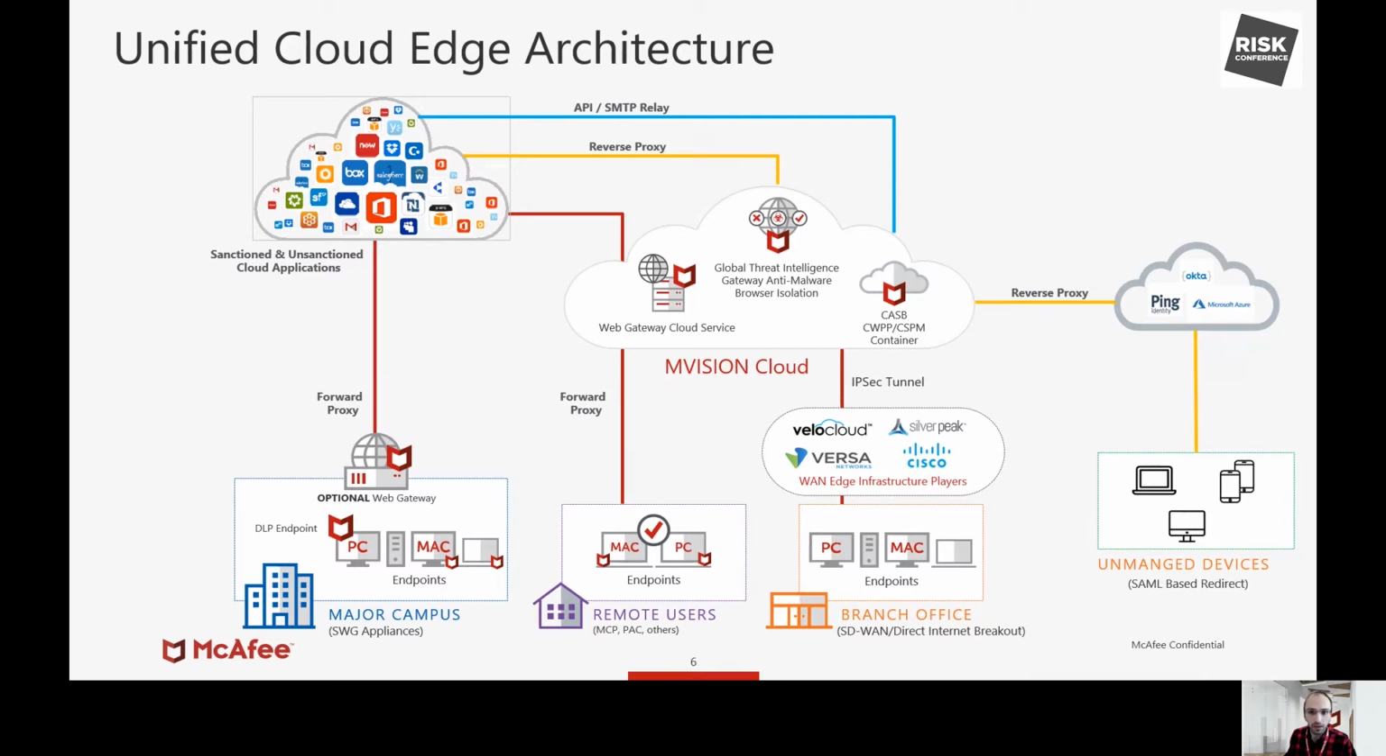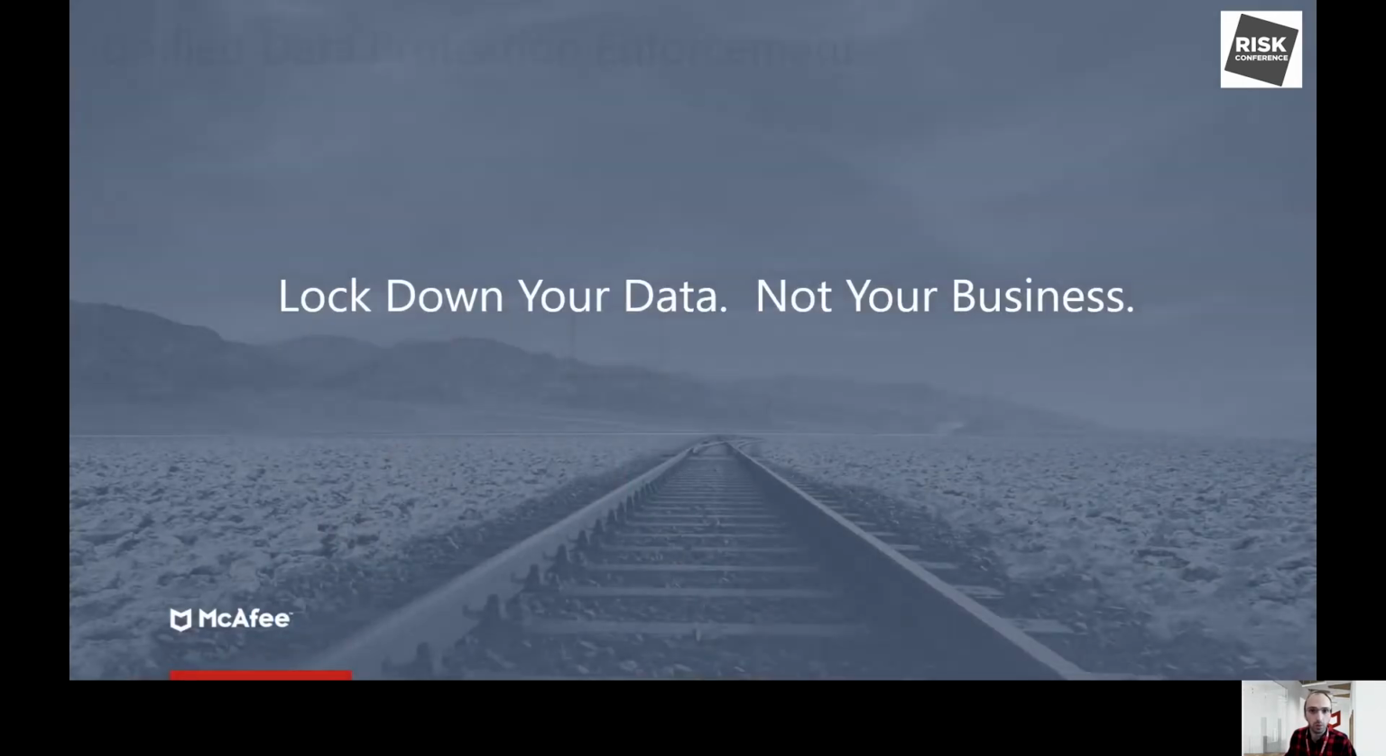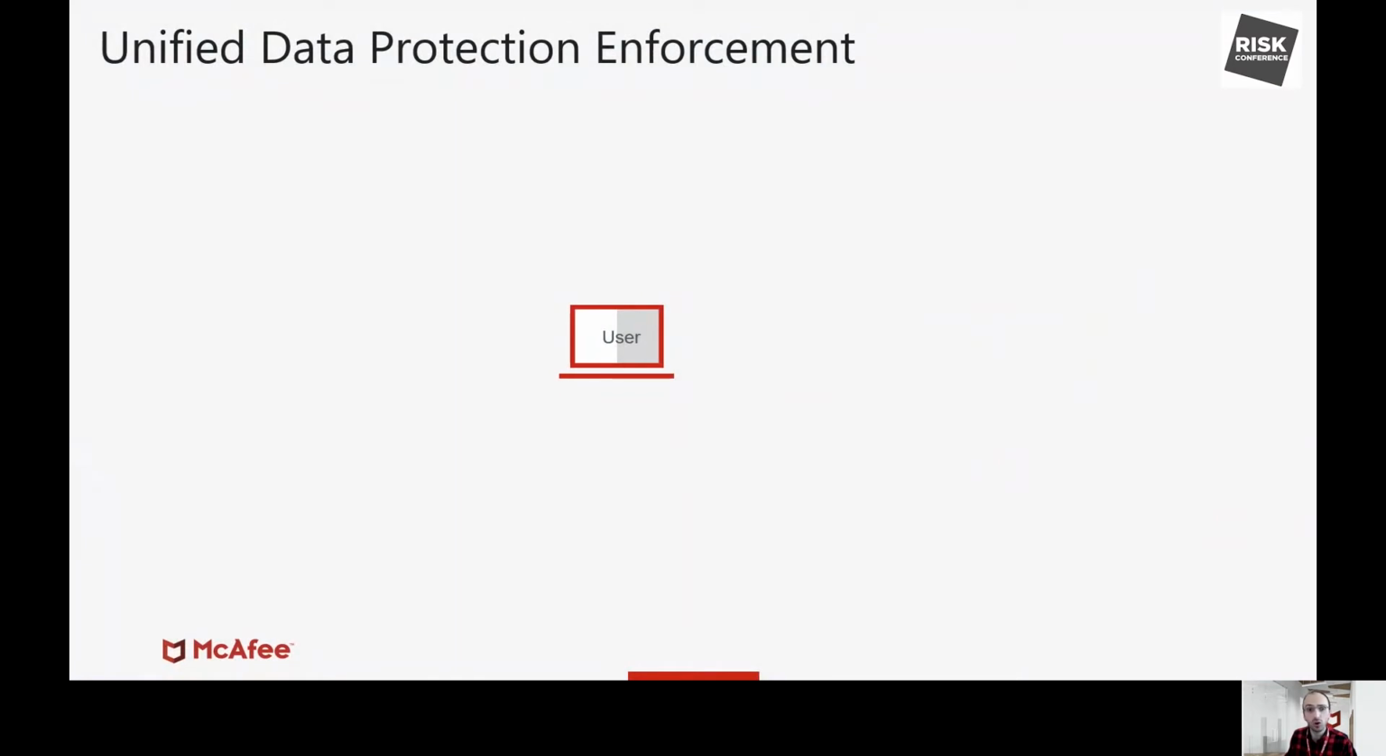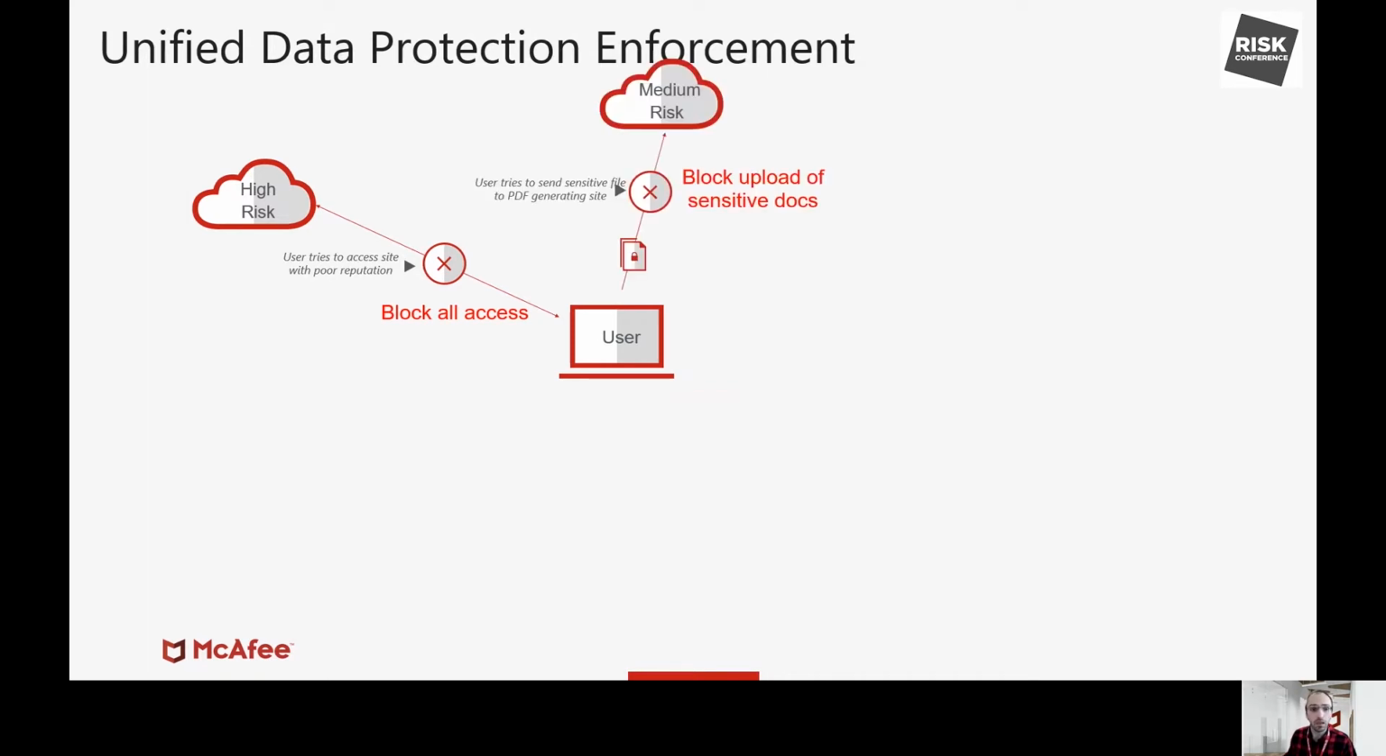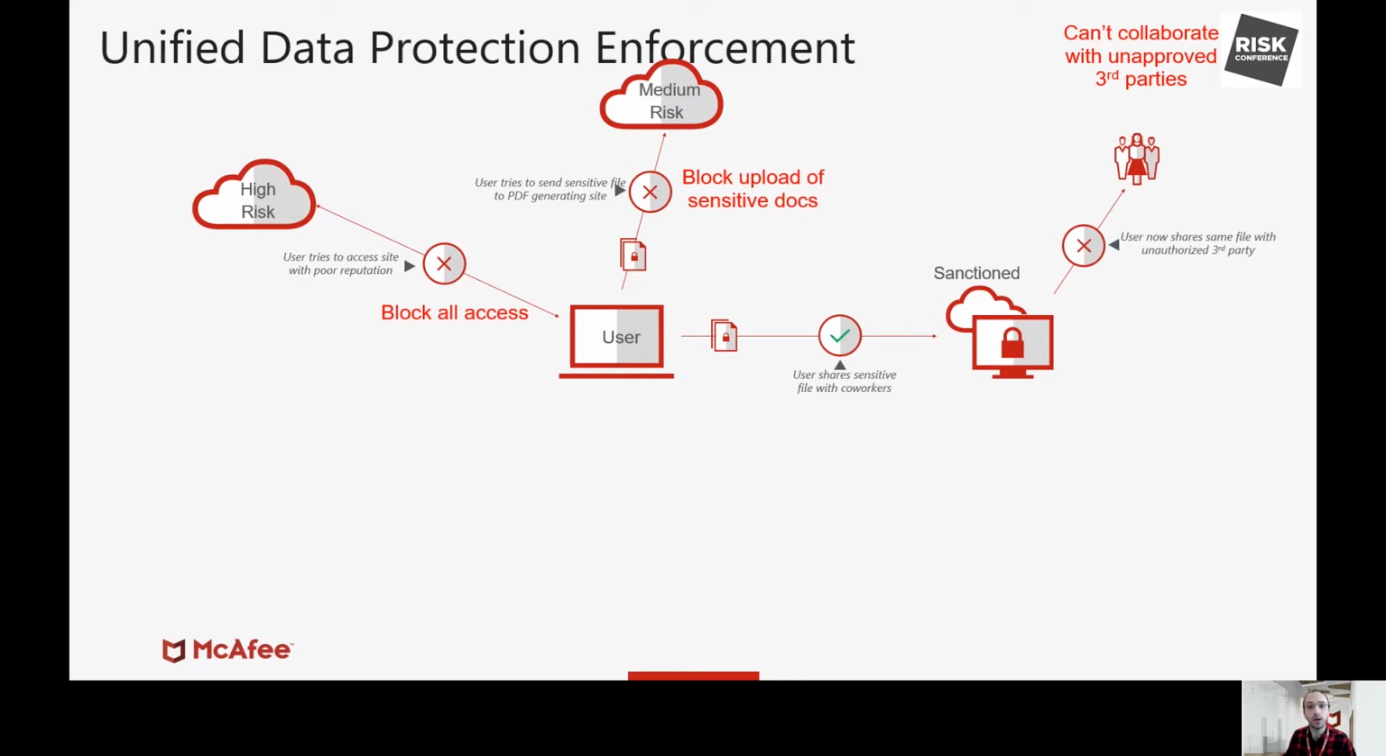Moving on to the next step, locking down your data, not your business. That's one point. Unified data protection enforcement goes across different examples, which I'm going to show you now. Users from a computer can have, thanks to UCE, all their access blocked towards websites with poor or high-risk reputation. They can have their actions of uploading sensitive data to medium-risk websites, which could be a website that generates PDFs, blocked. Or they can be allowed to share sensitive data with their own co-workers towards a sanctioned service, which could be Office 365, for example, while having it blocked if they try to collaborate with third parties by sharing a file maybe in OneDrive.